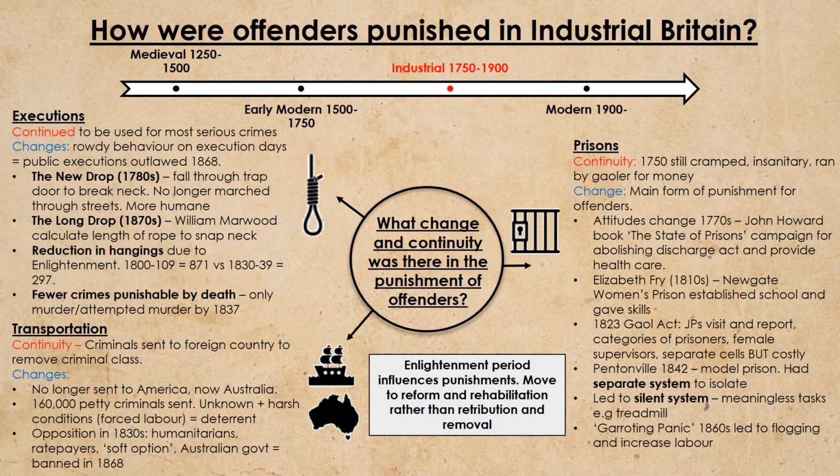The Enlightenment period that we've talked about in previous videos massively influences the way that we look at punishments in the industrial period. There is that move towards reform and rehabilitation rather than just retribution, so revenge, and removing the criminal class that had been the focus of punishments in the early modern and the medieval period. So this is a time of huge change in terms of punishment of offenders as well.